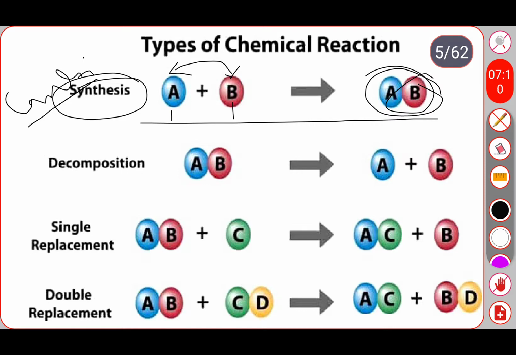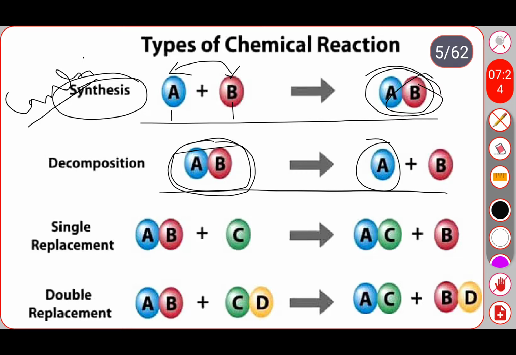And the general form of decomposition reaction: we are taking one complete compound and it breaks down into two simpler elements or ions. So this is exactly the opposite of the combination reaction. In the combination reaction, we are adding two substances and get a single product. But in the decomposition reaction, we are taking a single element or single compound and it breaks down into two simpler compounds. Later we will discuss one by one.